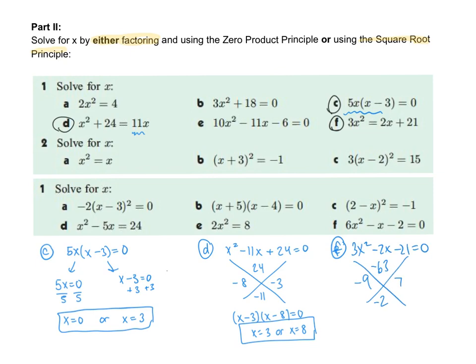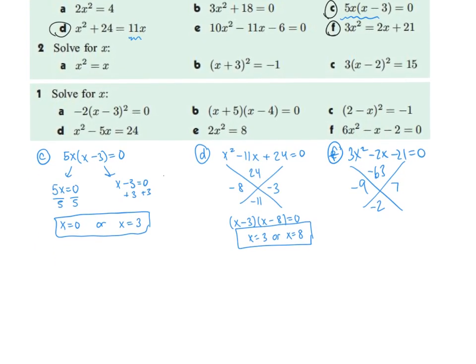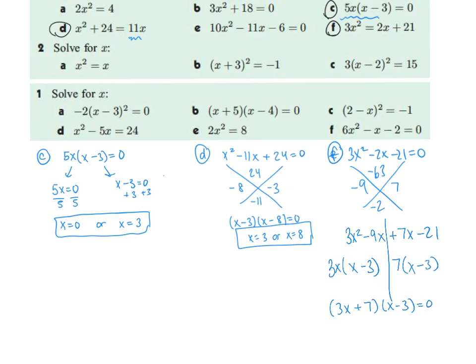That would be negative 9 and 7. So now this is a complex trinomial, so we're going to say 3x squared minus 9x plus 7x minus 21. Out of the left side, I'm going to factor out a 3x, and I'm left with x minus 3. On the right side, I'm going to factor out a 7, and I'm left with x minus 3. So I have 3x plus 7 times x minus 3 equals 0.